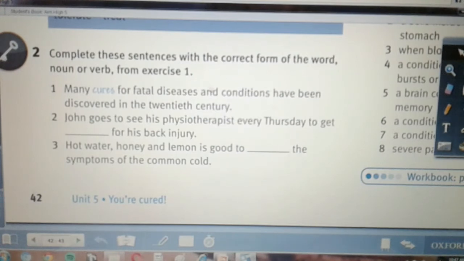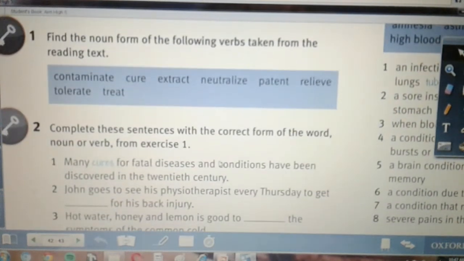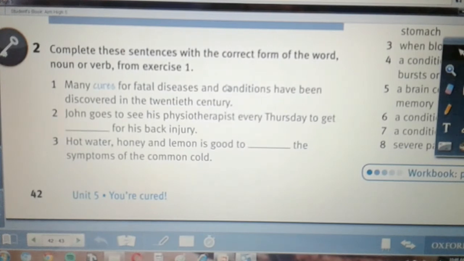After finding the noun form of these verbs, please finish part 2, in which you have to complete these sentences with the correct form of the words, whether it is noun or verb from exercise 1. So like number 1, many cures from fatal diseases and conditions have been discovered in the 20th century. So for this sentence, cure here is the noun. However, move on to the second number.